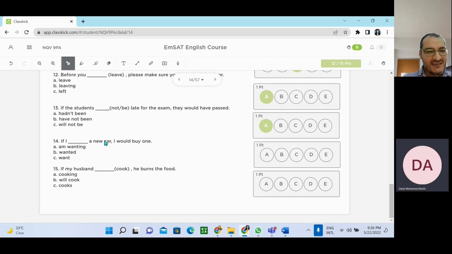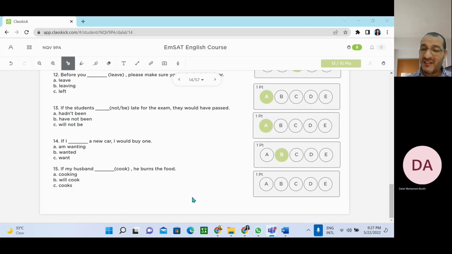If I had a new car, I would buy one. The second part of the if sentence, you have to look at it. Would buy, that means this is if type 2, right? Yes. So we neglect this. If I wanted, that's right. By the way, if type 2 is unreal. We just make an unreal probability.